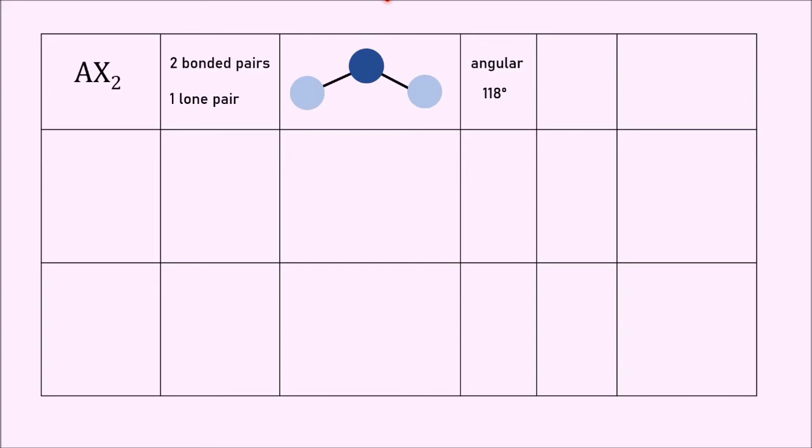An example would be sulfur dioxide. So yes, these double bonds, remember, we treat them as one bonded pair each, so we have two in total. That's our lone pair at the top. We always have to show the lone pair, and of course the bond angle as well.